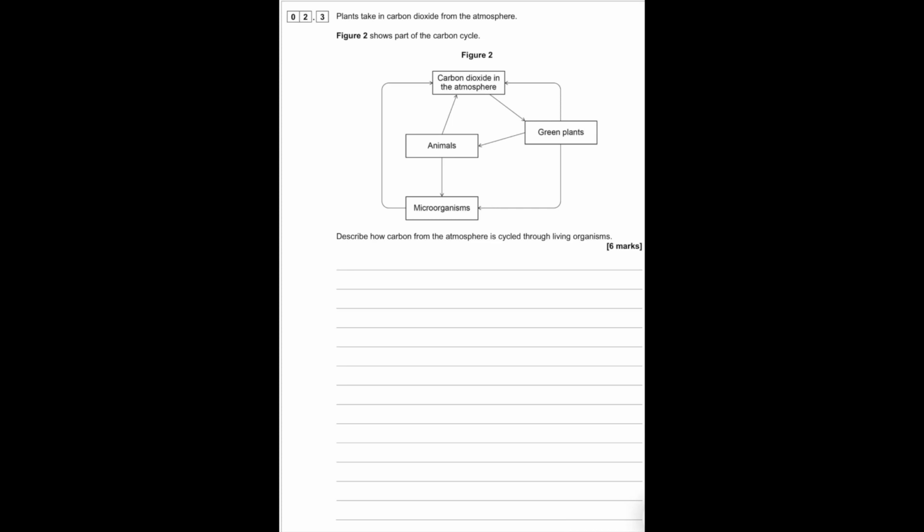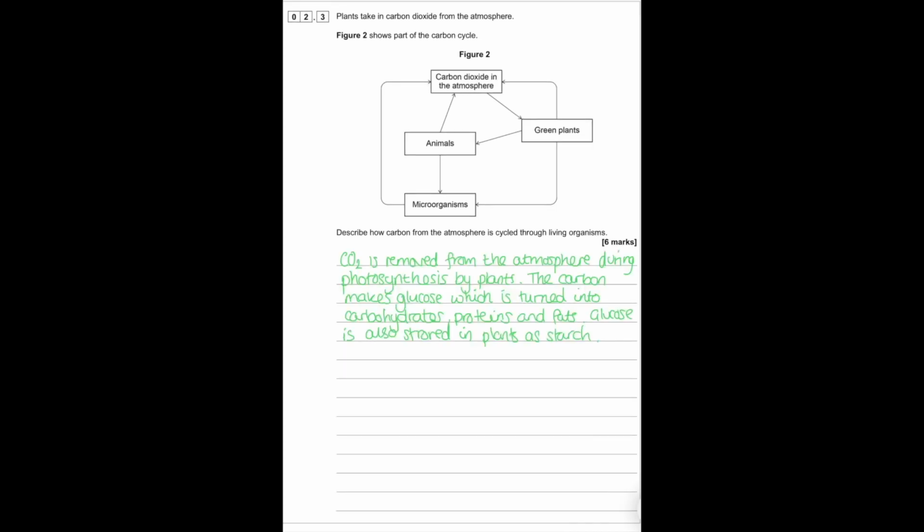Describe how carbon from the atmosphere is cycled through living organisms. Carbon dioxide is removed from the atmosphere during photosynthesis by plants. The carbon makes the glucose, which is then turned into carbohydrates, proteins, and fats. The glucose can also be stored in the plants as starch.